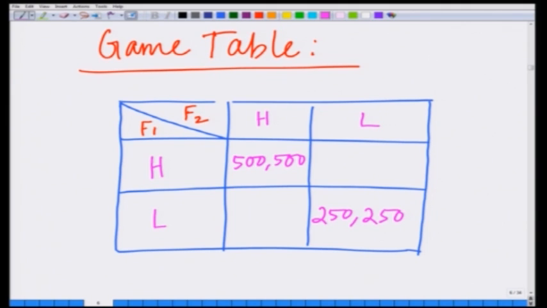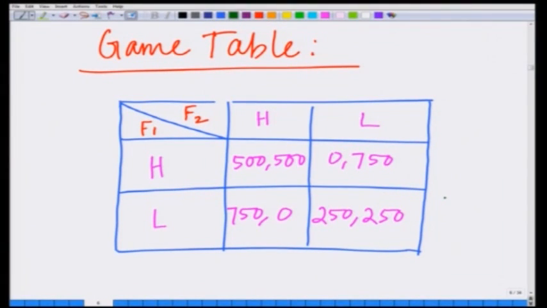But if firm 1 chooses a high price, firm 2 chooses a low price, then firm 1 gets 0, firm 2 gets a payoff of 750. On the other hand, if firm 1 chooses a low price, firm 2 chooses high price, then firm 1 gets a payoff of 750, firm 2 gets a payoff of 0. So, this is the game table which comprehensively summarizes the game scenario or the strategic interaction between these two firms in the market.